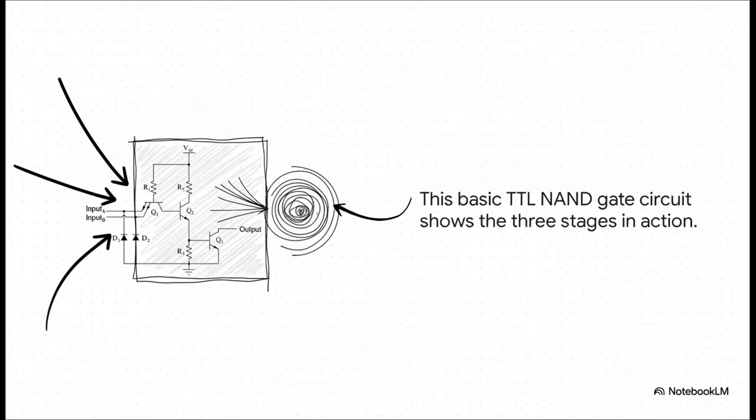And here it is. This is that blueprint in action. We're looking at a classic TTL NAND gate circuit. See Q1 over there? That's our input stage. Q2 in the middle is the phase splitter, and then Q3 is our output stage. So let's start at the beginning and take a closer look at that input.